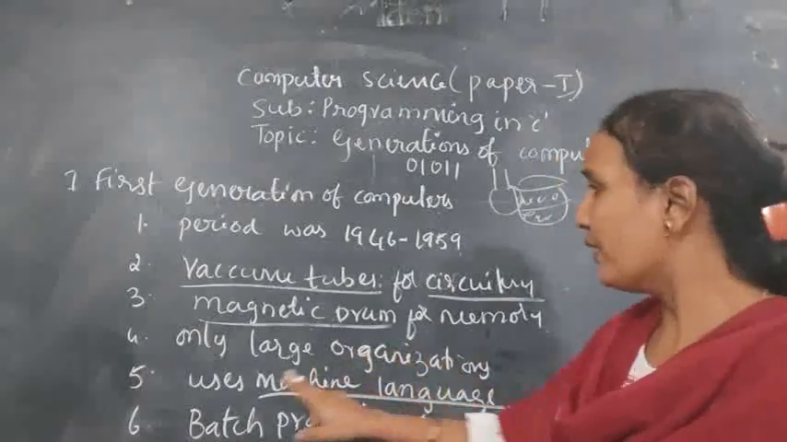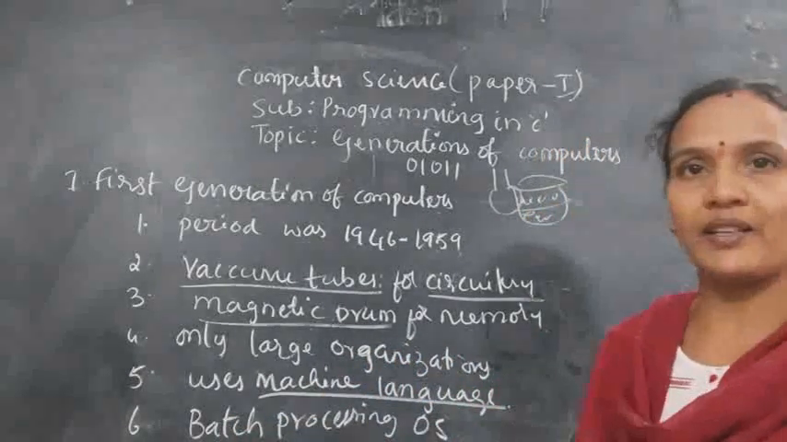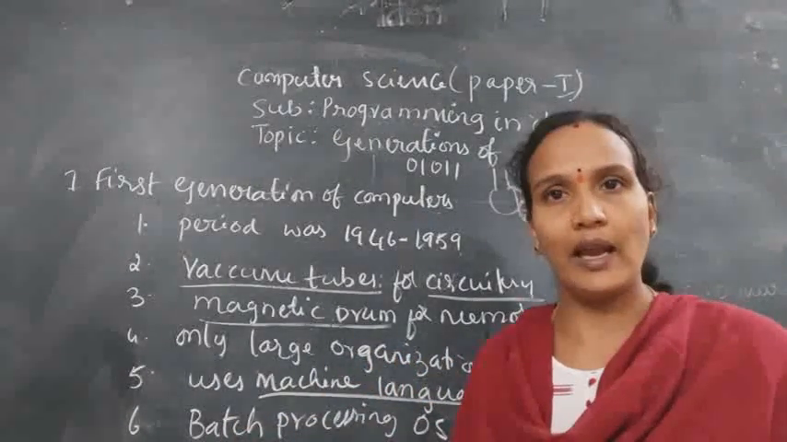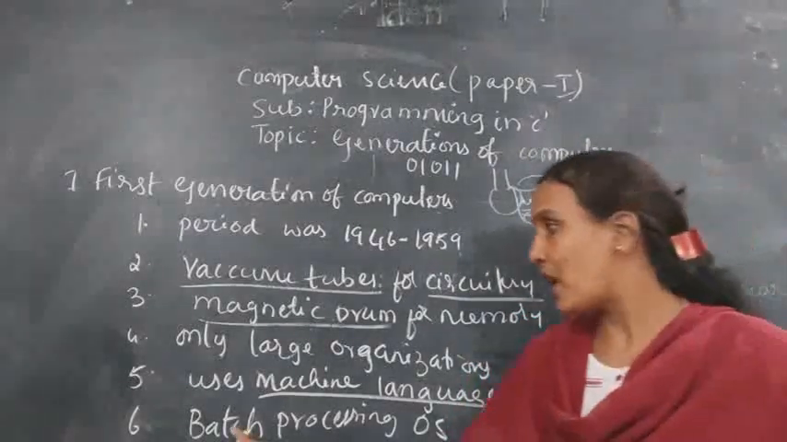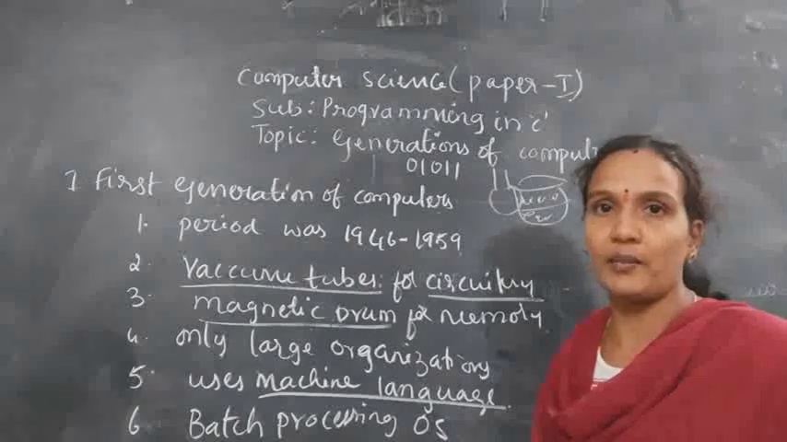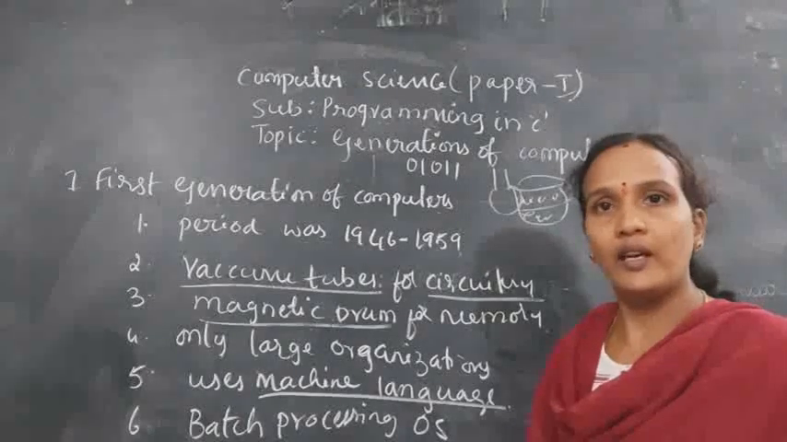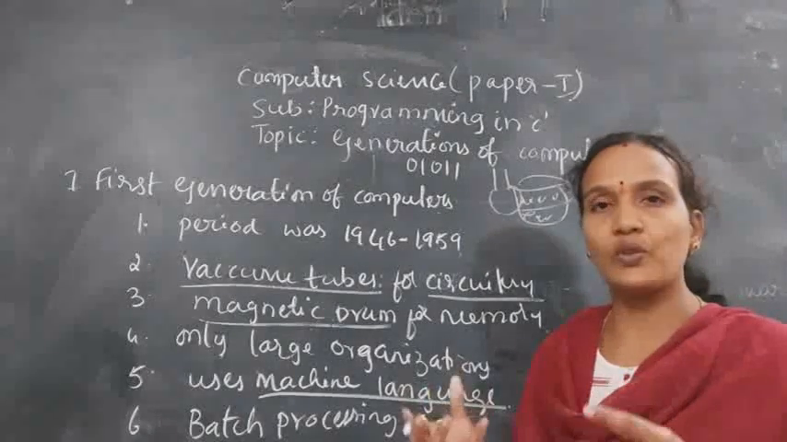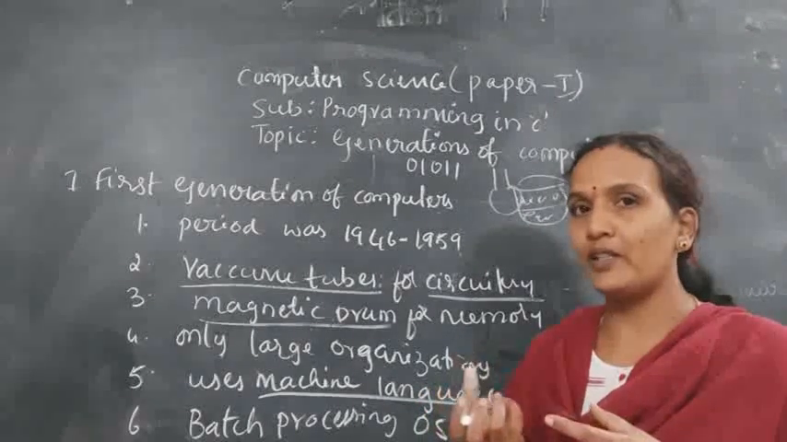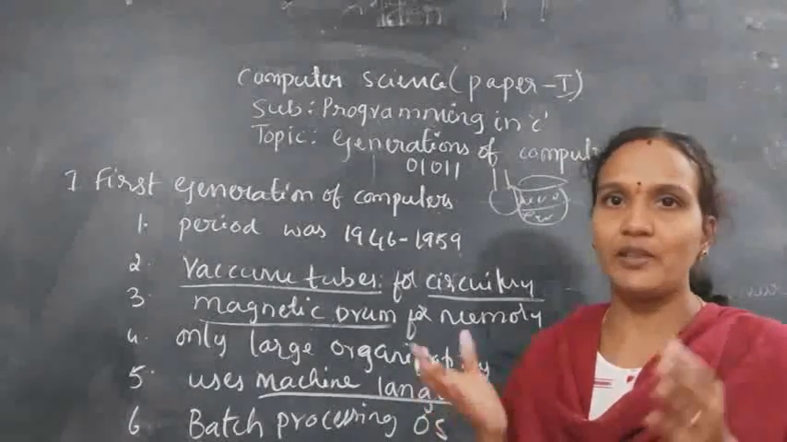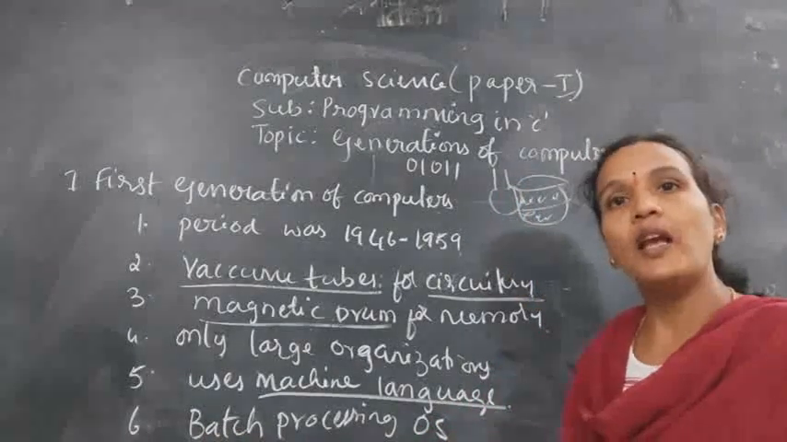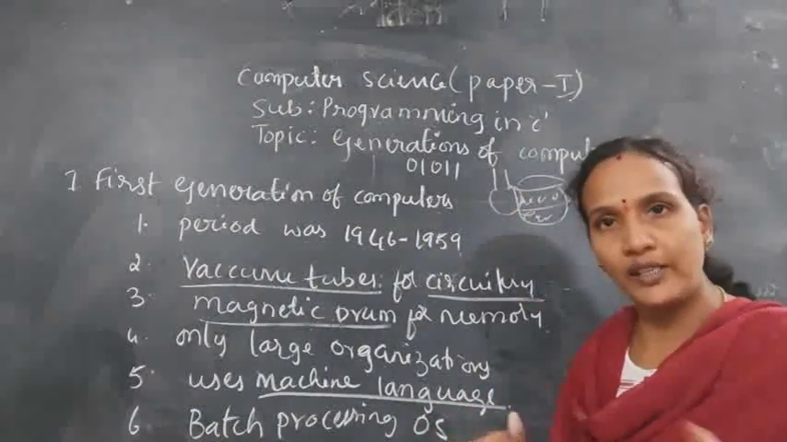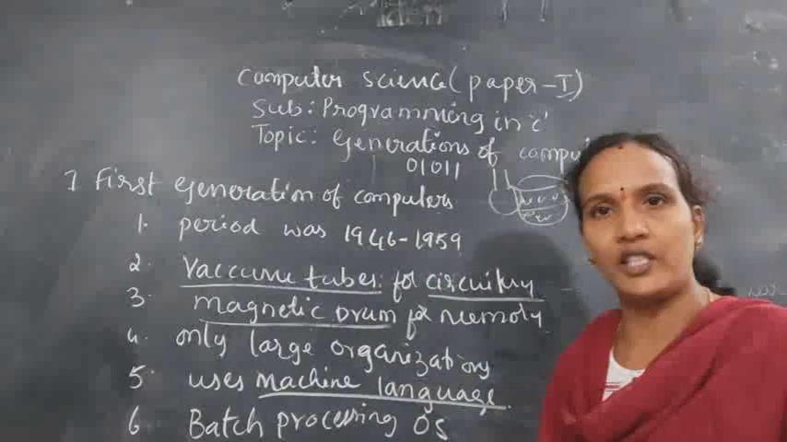Okay. And next, what operating system? For example, in your mobile you are using iOS or Android. But at that time, in the first generation computers, they used a batch processing operating system inside the system. It is one type of operating system which is used to take instructions in the form of batches, means in a set. When you change the generation, all these things will change.